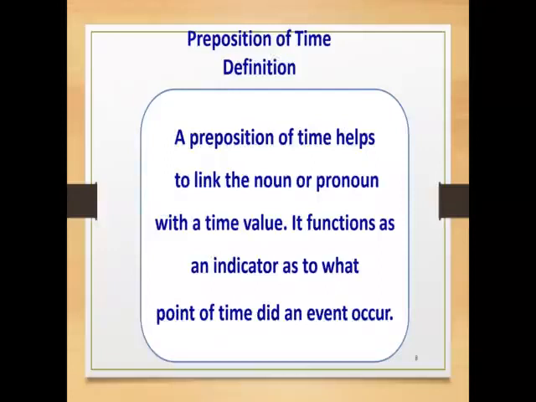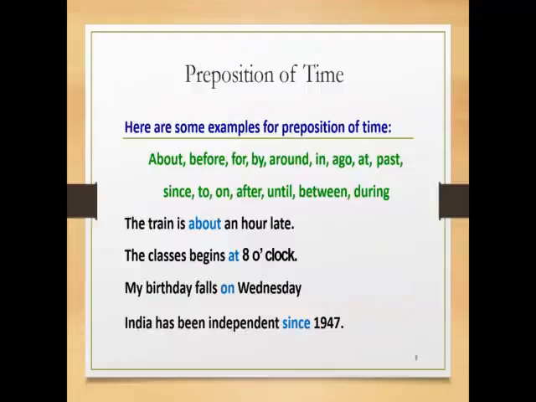Preposition of time. A preposition of time helps to link the noun or pronoun with a time value. It functions as an indicator as to what point of time did an event occur. Here are some of the examples of preposition of time: above, about, before, for, by, around, in, ago, at, past, since, etc. The train is about an hour late. Here about is the preposition of time. The class begins at 8 o'clock. At is the preposition of time. My birthday falls on Wednesday. Here on is the preposition of time. India has been independent since 1947. Here since is the preposition of time.